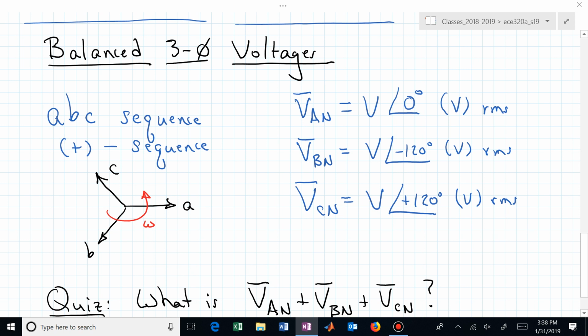And now you know how these spin, right? They hit you if you're standing still. If it's a positive phase sequence, what hits you first? A. Then what? B. C. So you just have to remember your ABCs even though you're getting hit, right? That's the positive phase sequence. Negative is ACB.